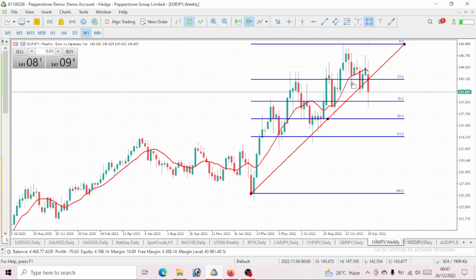price tends to give us a pullback to two levels before we have a continuous movement. The first level is the level 23.6, and if price comes to this level and it does not give us a bullish move as we would all be speculating, then definitely price should come to a level of 38.2 and give us a bullish move. So now price has gotten to a level of 38.2, and we are now having that bullish move.